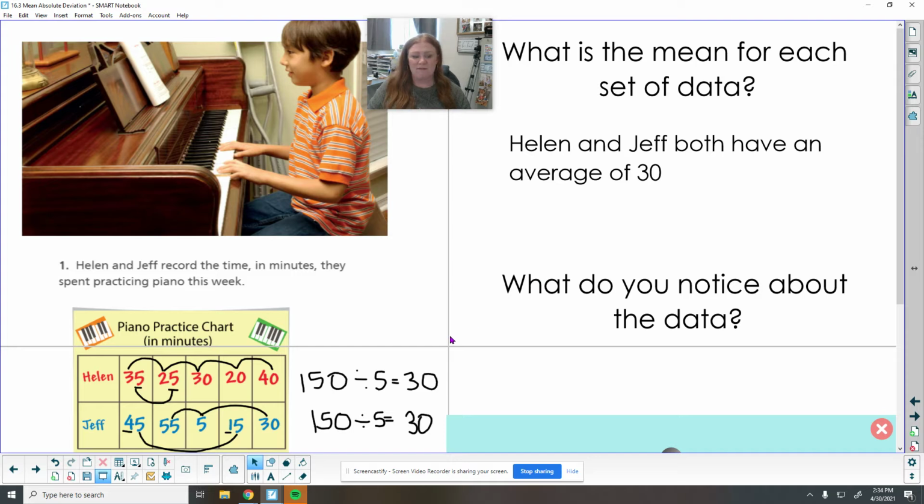So it would be hard for me to really compare them because I can't really describe how it's distributed or how it's given out because my mean is saying that they're the same. So what we're going to do is we're going to take it a step farther and we're going to see how do they distribute the data.